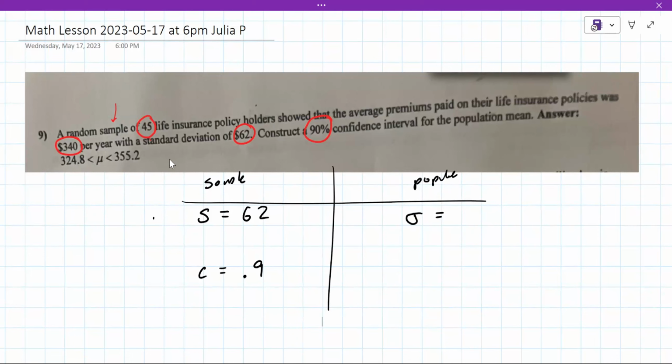What's the 340? The average. Is it the average? It is the sample average. Do you remember what letter goes with that? So this is x bar. x bar is 340. For the population, it's mu.